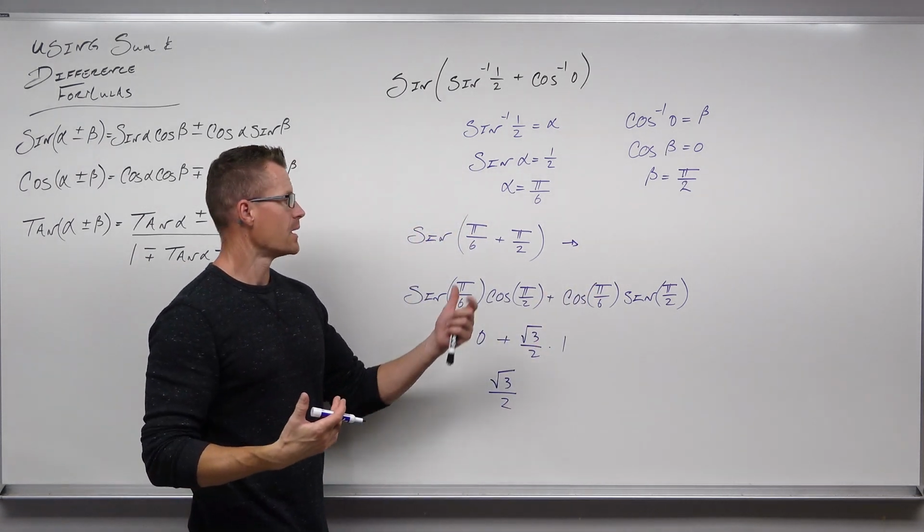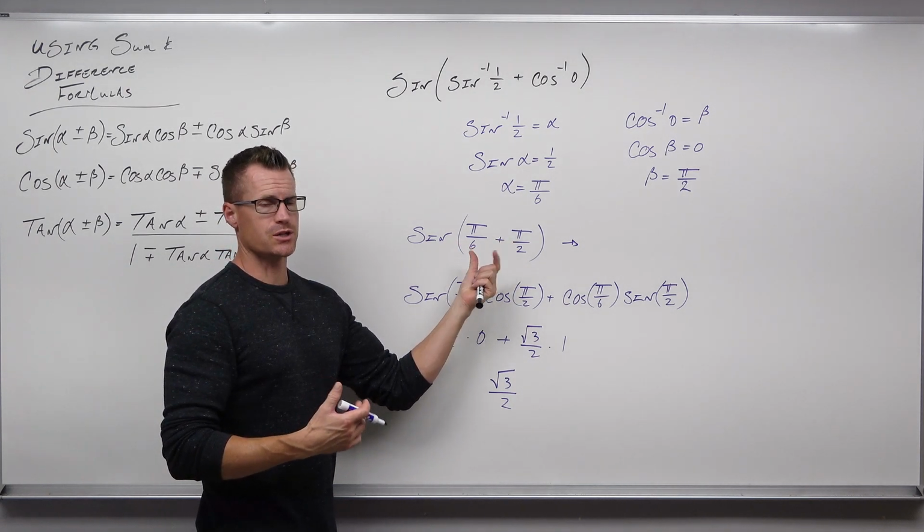Now, what if we had added them? This adds together as 4 pi over 6, or 2 pi over 3.